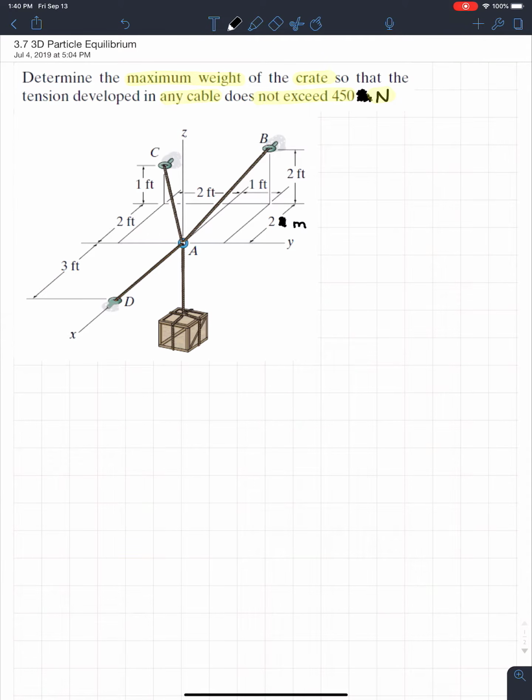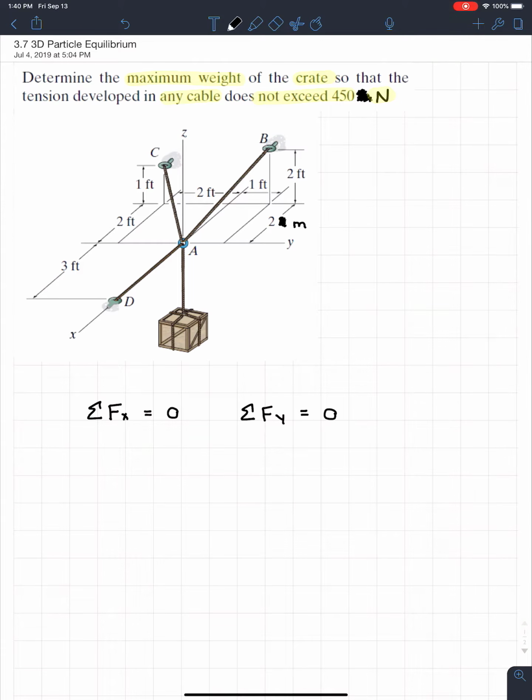So, real quick, particle equilibrium in 2 dimensions. Everything is based off of 2 equations: the summation of the forces in the x direction has to be 0, and the summation of the forces in the y direction must also be 0. Remember, the number of equations that you have is the number of unknowns you can solve for. So since in 2D we have 2 equations, we can solve for 2 unknowns.